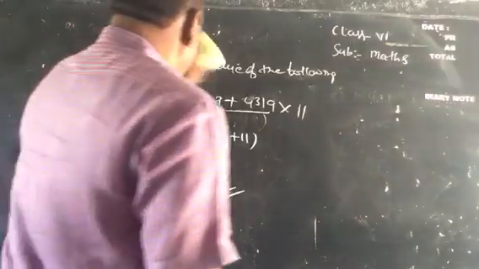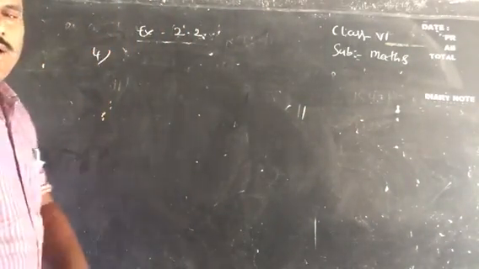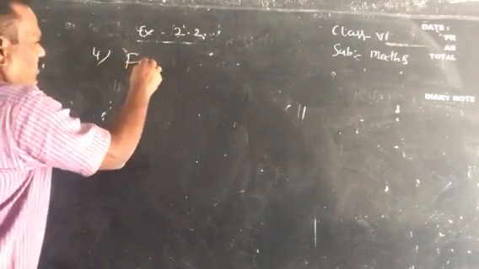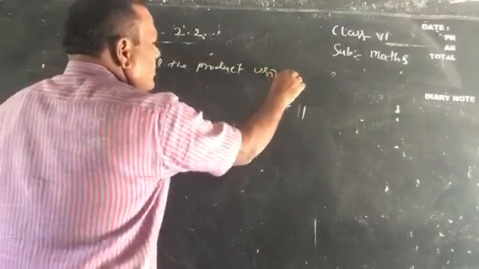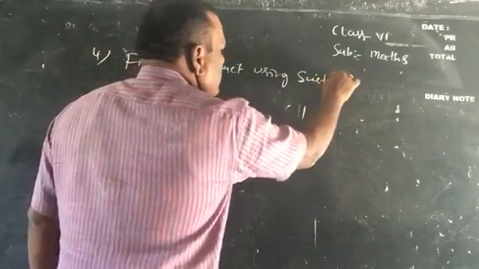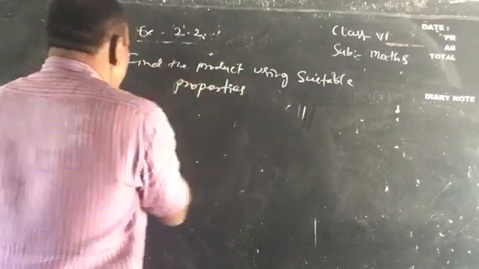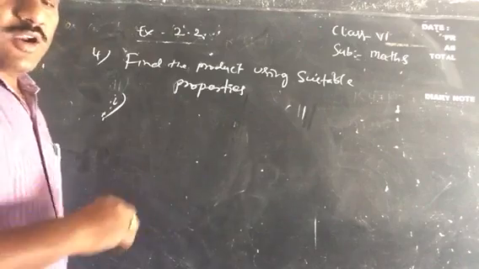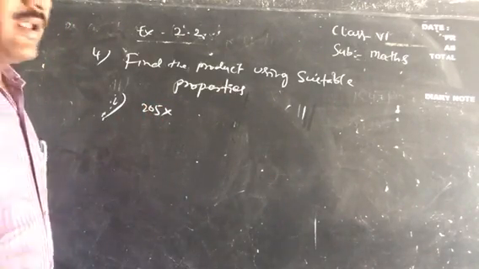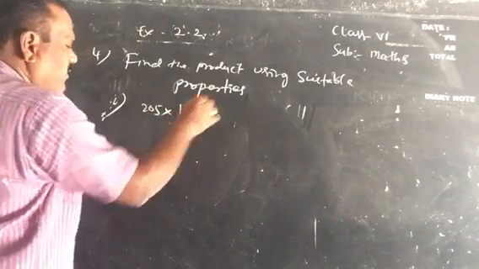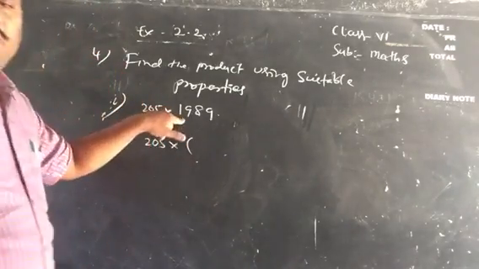Next, let's go to the fourth bit, children. Find the products using suitable properties. So number one, children: 205 into 1989.